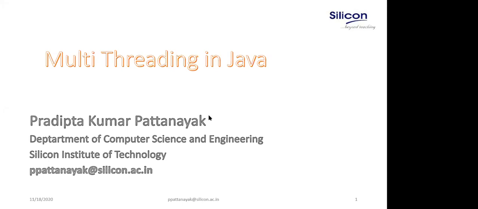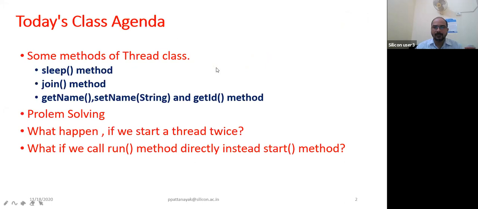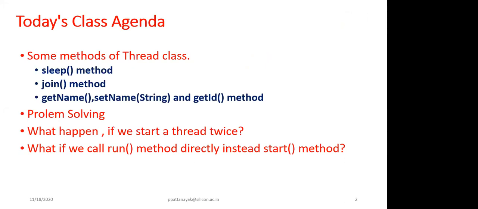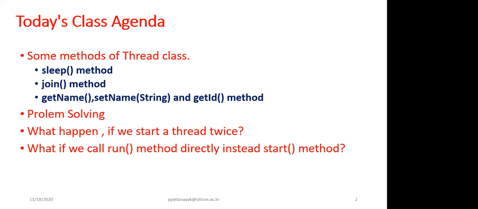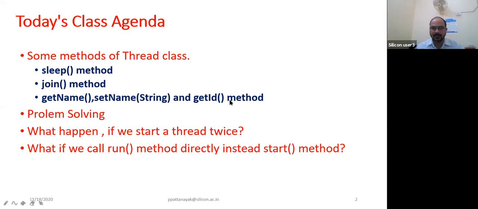So, in today's class, our agenda is to discuss some methods of the Thread class. There are lots of methods there, and we will discuss them gradually. Today we will focus on a couple of methods like the sleep method, the join method, fetching or setting the name of a thread, or getting the thread ID. Also, we will solve some problems today, and answer a couple of questions.